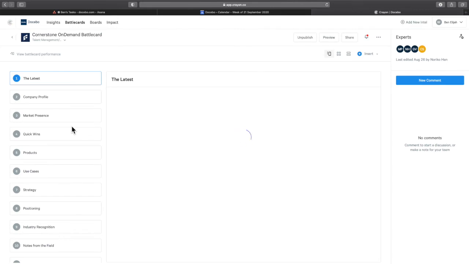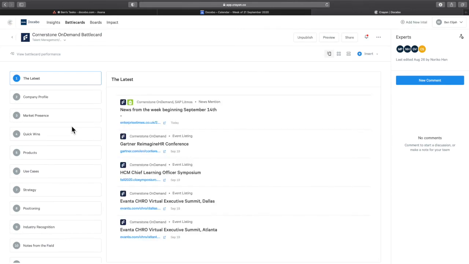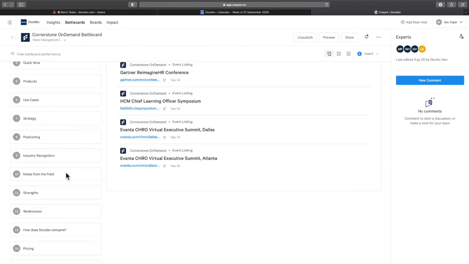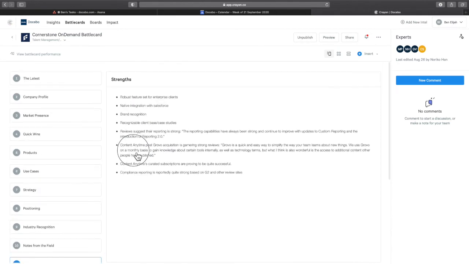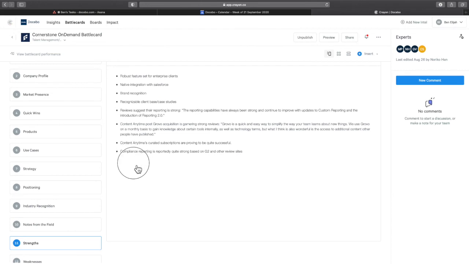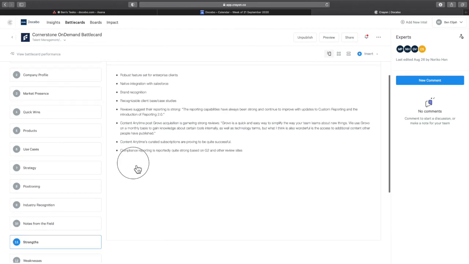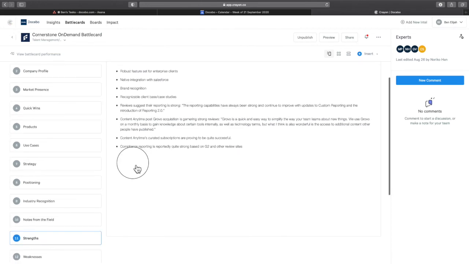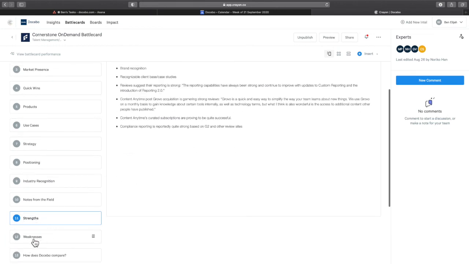So, of course, a lot of very, very useful information in addition to the usual that we're going to want. So understanding their strengths. Where are they strong? Yeah, Cornerstone, very well recognized brand in the industry. We have a lot of respect for what they do as a business. No one got fired for buying Cornerstone.